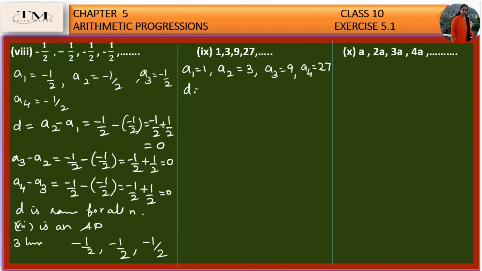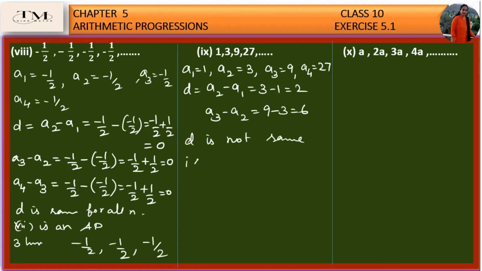What is D? A2 minus A1. It is 3 minus 1, it is 2. A3 minus A2. A3 is 9 minus A2 is 3. 9 minus 3, it is 6. So there is some difference. So D is not same. If it is not same, then the given list is not an arithmetic progression.